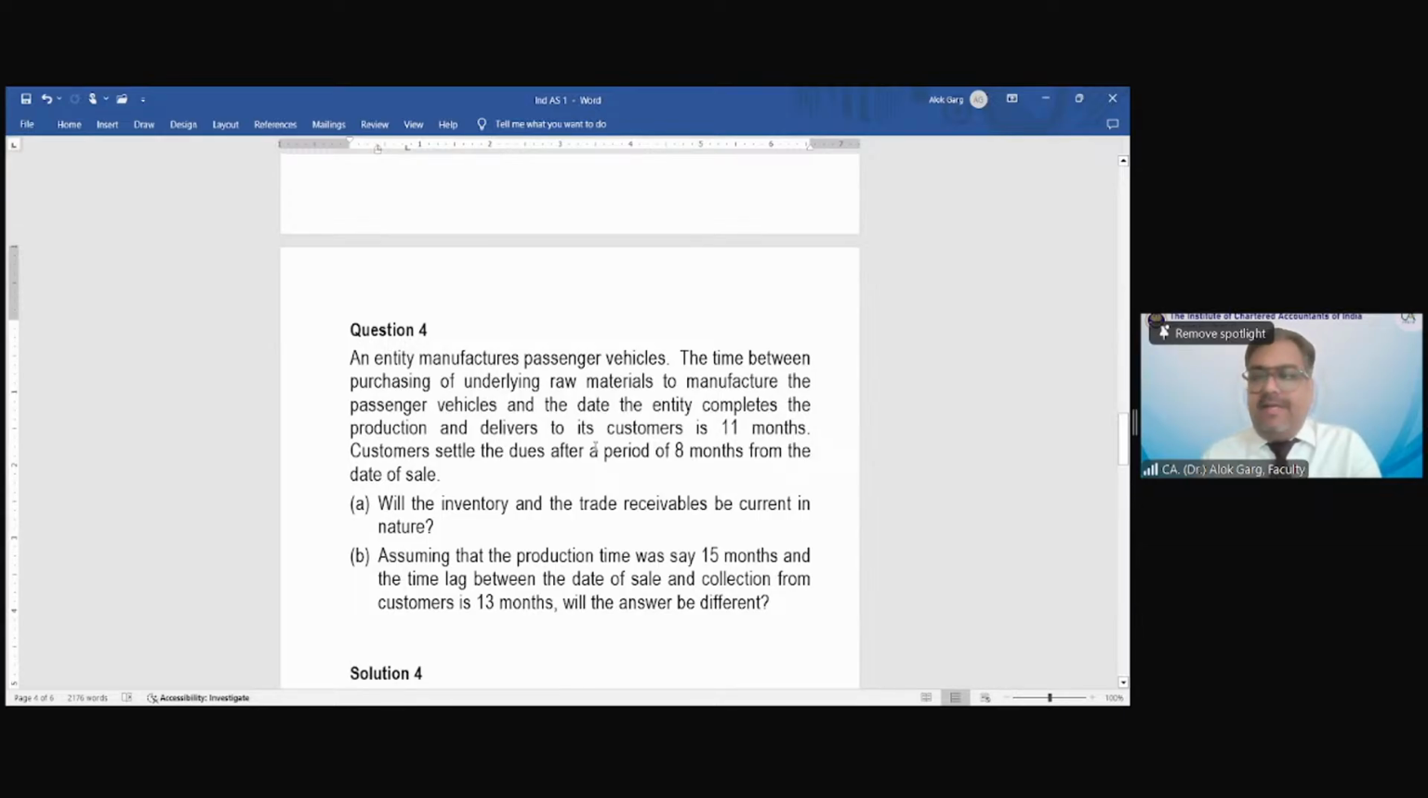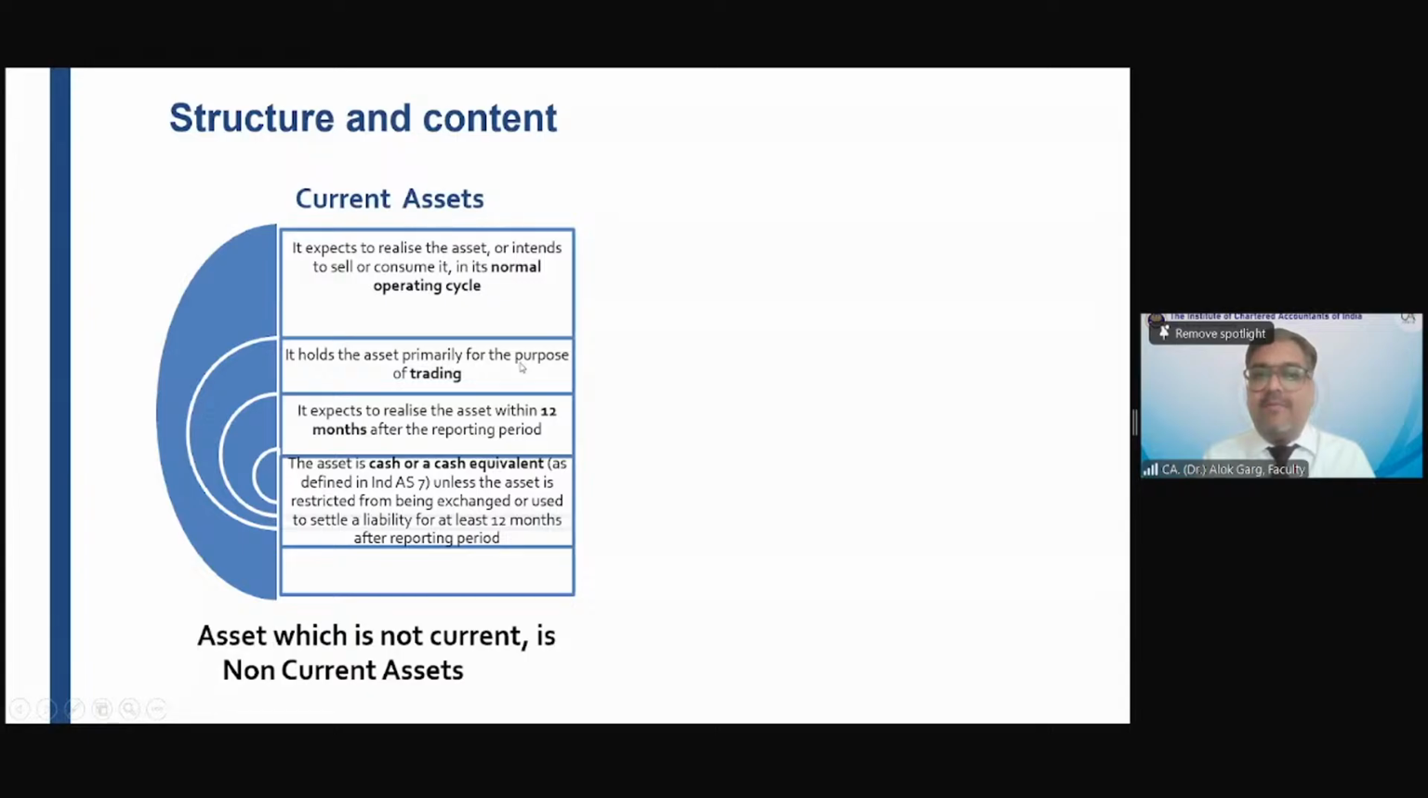See, inventory, I agree. If it is the inventory which is held for sale in the ordinary course of business, it will be classified as current, because the definition says that it holds the asset primarily for the purpose of trading, right? Which means inventory is current. But what about debtors?